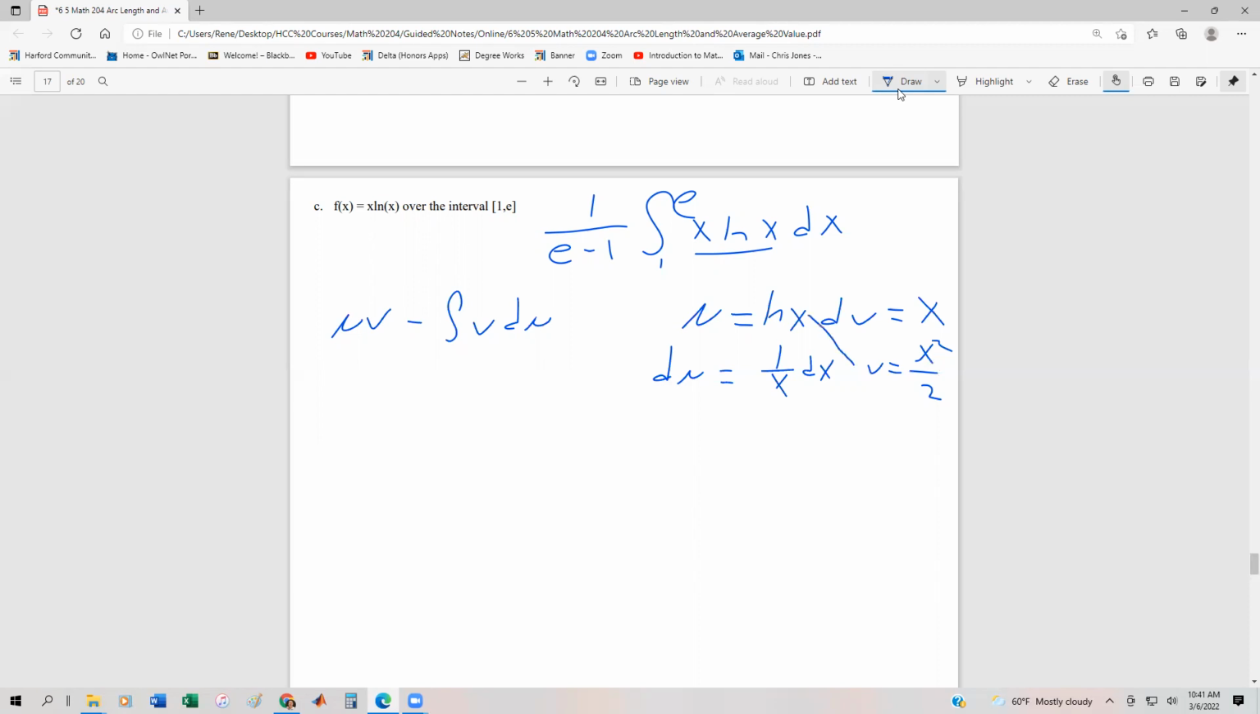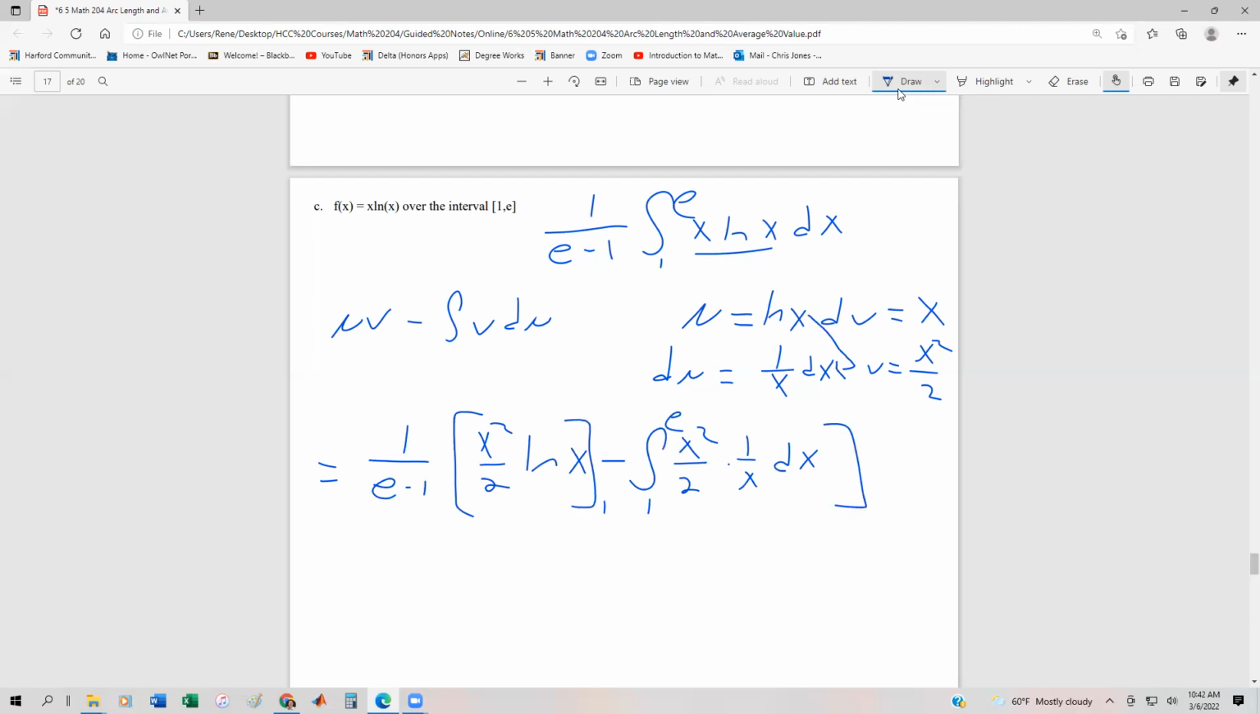Remember, uv minus the integral of v du. So this is going to be equal to 1 over e minus 1, and then we have our uv, which is going to be x squared over 2 ln x, minus the integral of v du. So that's going to be x squared over 2 times 1 over x dx. Now this is from 1 to e, and this also is from 1 to e as well, since we evaluated.